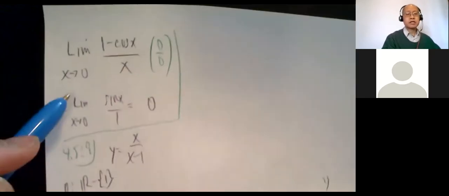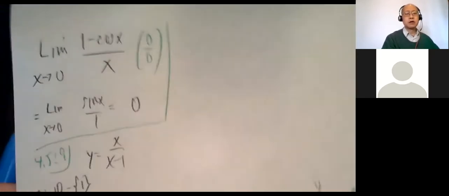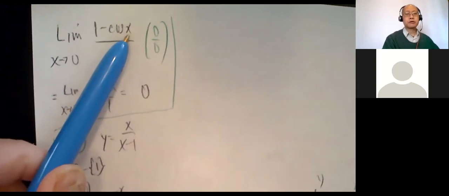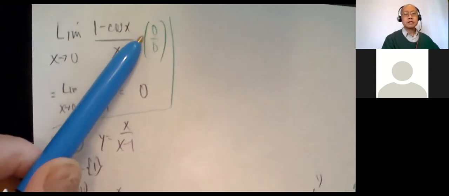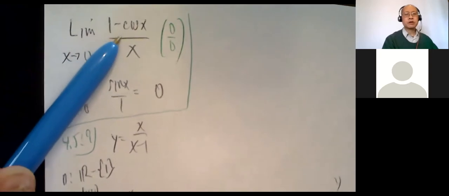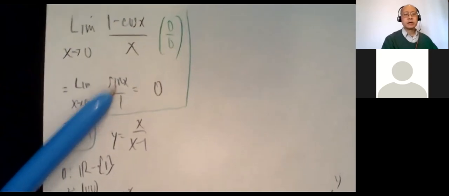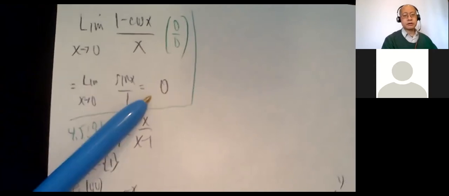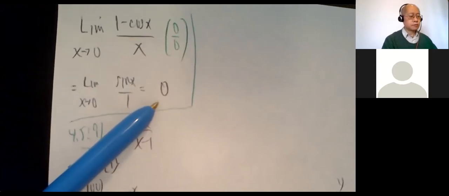So here we go. First, about the in-class assignment yesterday. Limit as x approaches 0 of (1 minus cosine x) over x. That is 0 over 0. If I plug in 0, the cosine of 0 is 1, so you have 0 over 0. L'Hopital's rule does apply. The derivative of 1 minus cosine x is sine x, divided by 1, which means you plug in 0 and you get 0. Okay, so there we go.